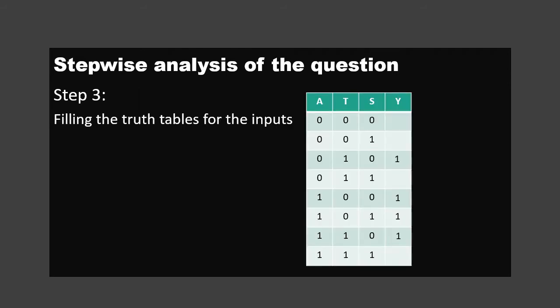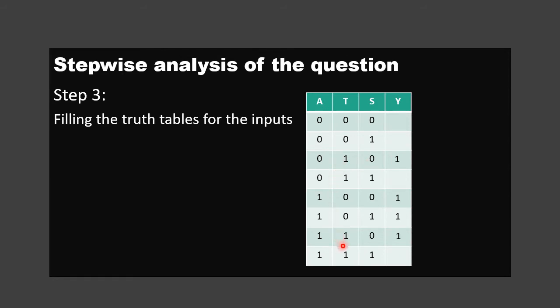In step 3, we're going to take the truth table and assume the requirement and try to fill it up according to the condition given by the question. Now we know that Y is equal to 1 if T is 1, S is 0, and Y equals 1 if A is 1 and T is 0. So that's the same thing which we are going to draw here. We just fill up the Y column specifically, like Y is 1 if T is 1, S is 0. The same thing will come down also.